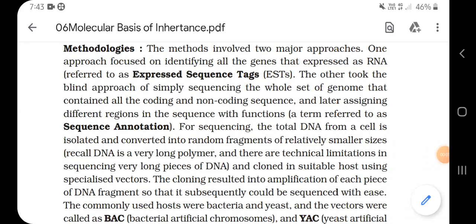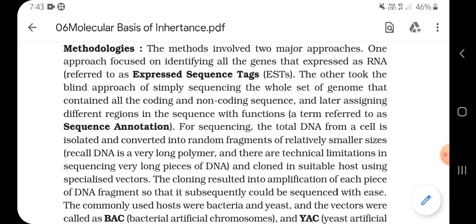In the previous video, we have already gone through the Human Genome Project, its salient features, and the various goals of the Human Genome Project. So today we will go through the methodologies which were used in the Human Genome Project. Now, the Human Genome Project actually had two approaches.